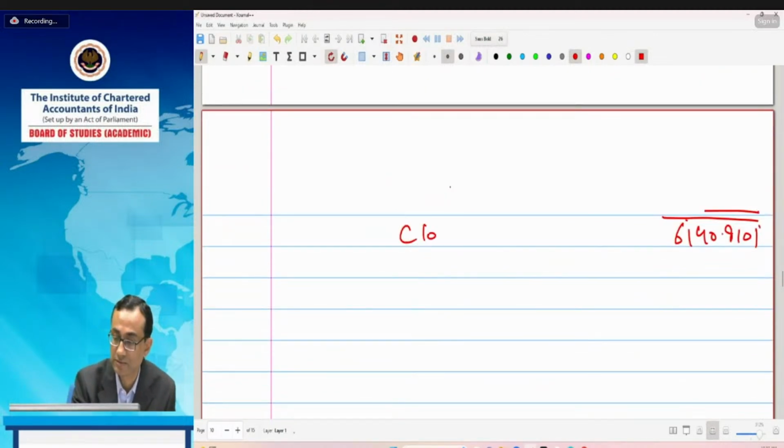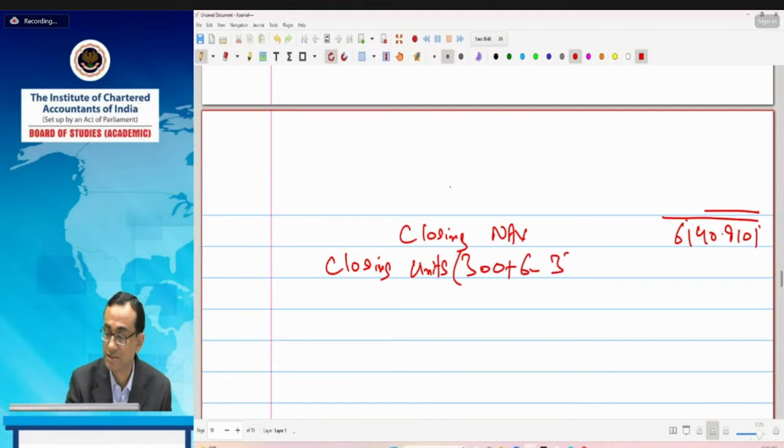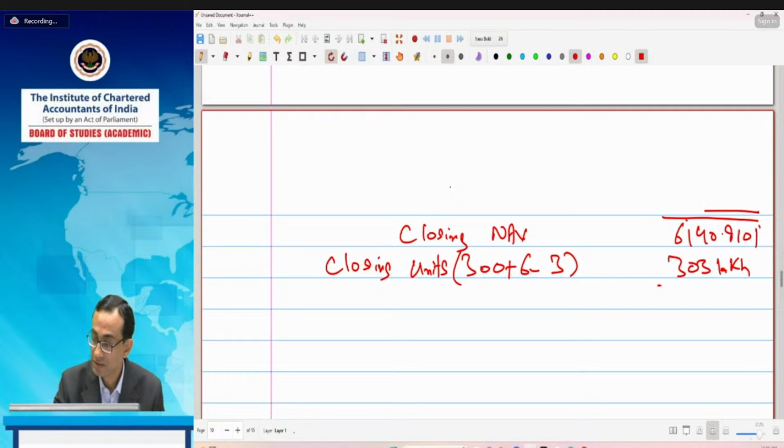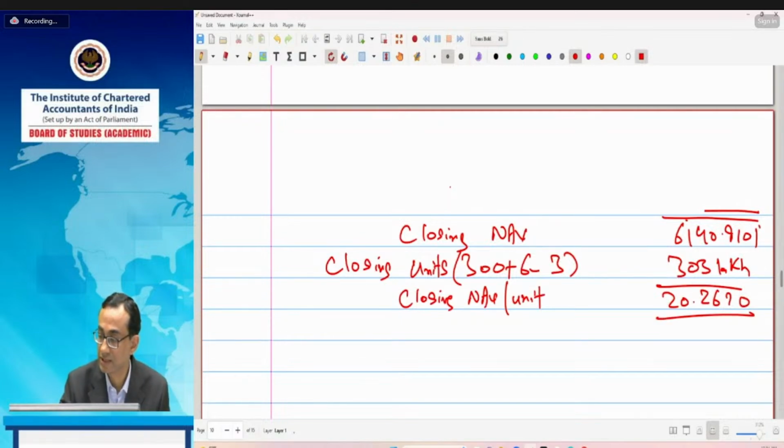It is the closing net asset value, closing NAV. From this closing NAV, what are the closing units? Initially there were 300 units, 6 lakh units added, and 3 lakh units repurchased, bought back. So 300 plus 6 is 306, minus 3, it will be 303 lakh units. So we divide the total closing NAV by the closing units, which gives 20.2670. So that will be the closing NAV per unit.